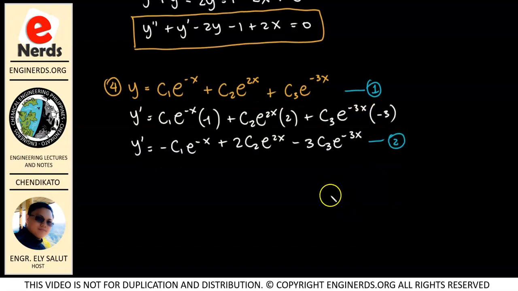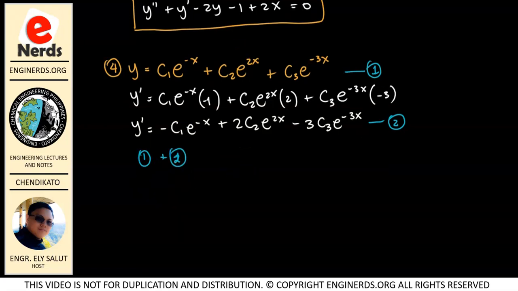Okay, so dito pa lang makikita na natin that we have C1 e to the negative x here and C1 e to the negative x here. So if I'm going to add equation 1 and equation 2, may eliminate kagad natin yung C1 e to the negative x, no? So let us do that. So we're going to add equation 1 and equation 2. Okay, so i-add lang natin sila, no?